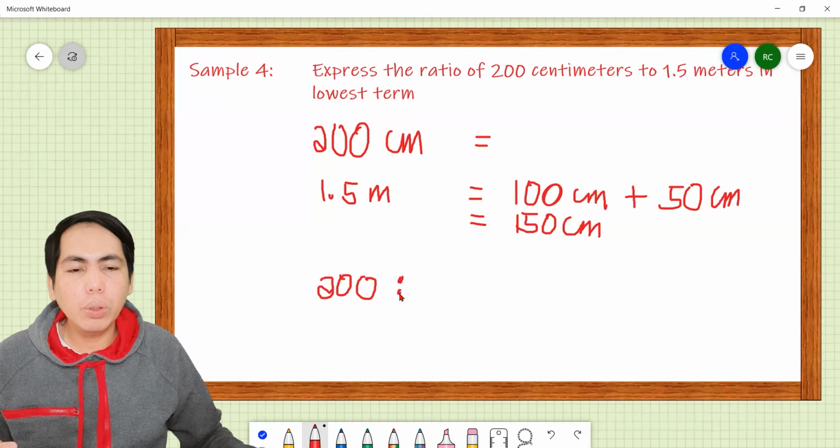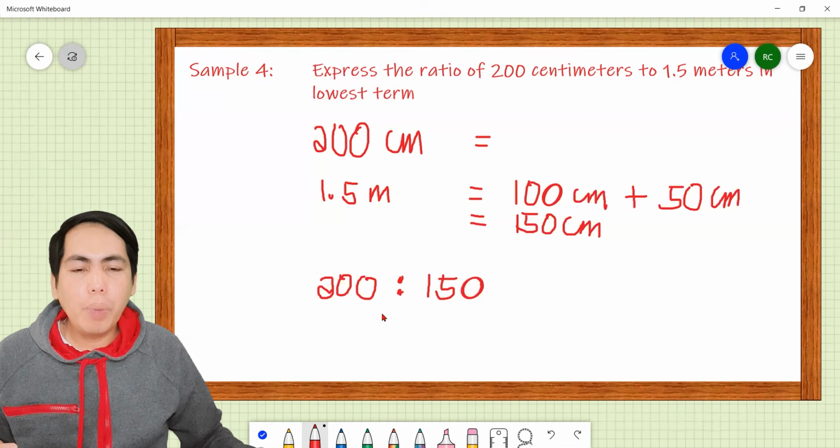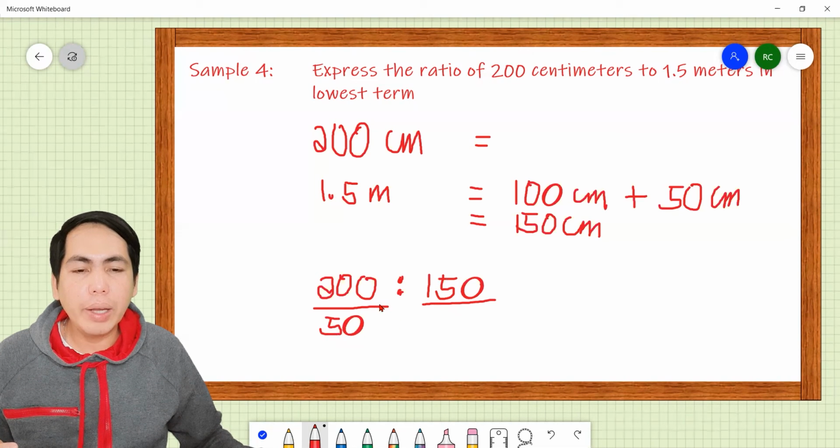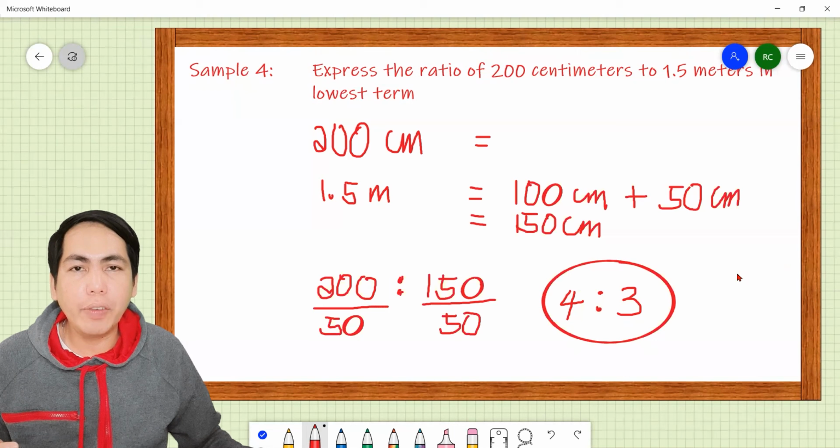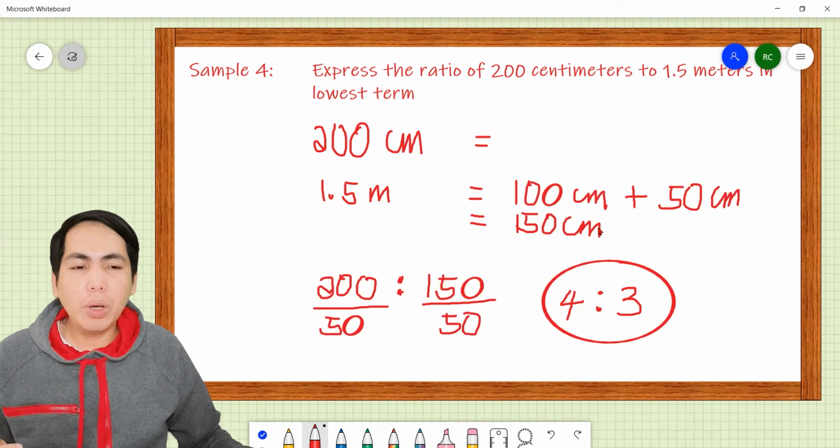200 is to 150. So both of them can be divided equally by 50 since the GCF of 200 and 150 is 50. So 200 divided by 50 is 4. 150 divided by 50 is 3. So therefore, the ratio of 200 centimeters to 1.5 meters in lowest term is 4:3. So if you notice also, if we are writing the ratio, the unit is already cancelled.